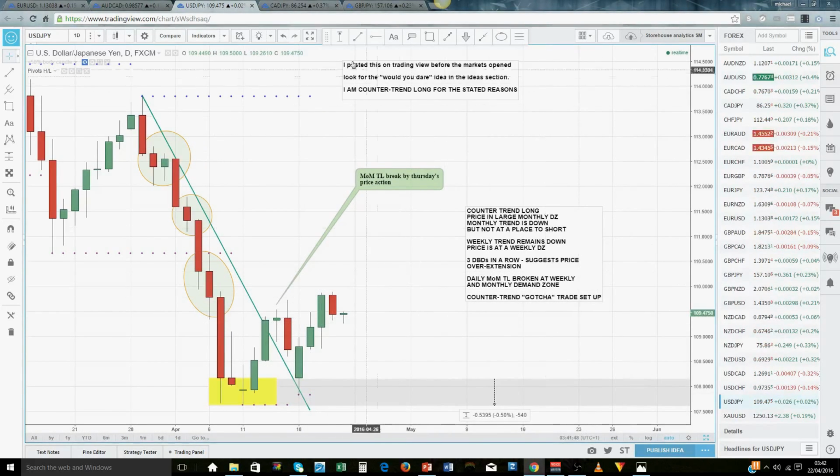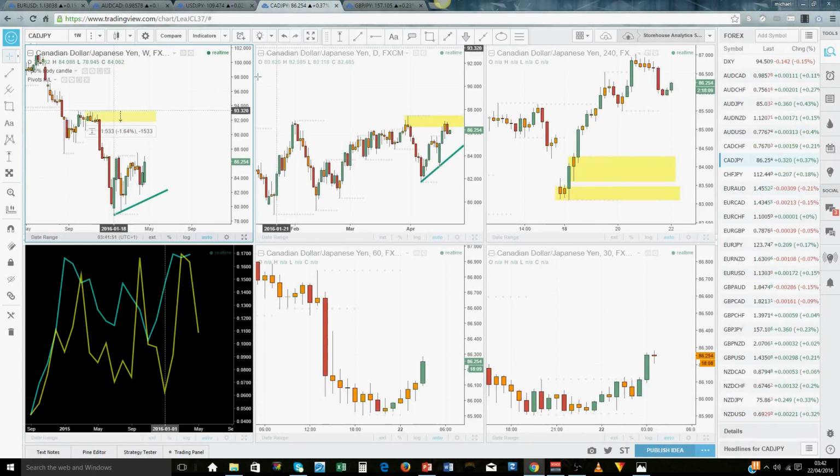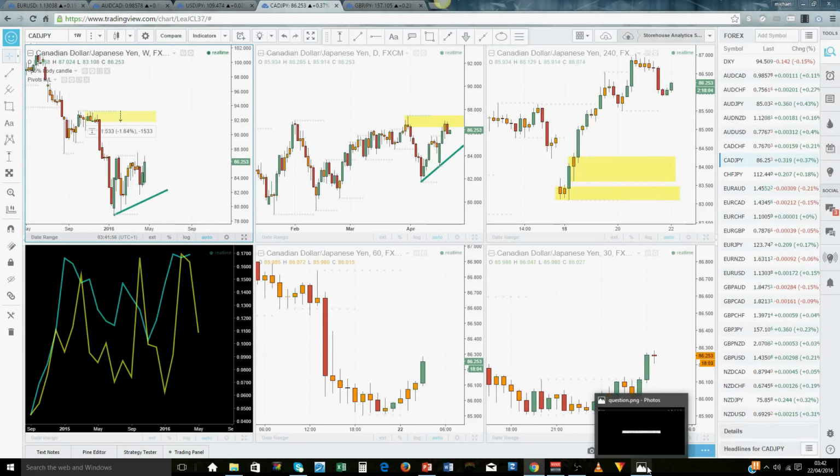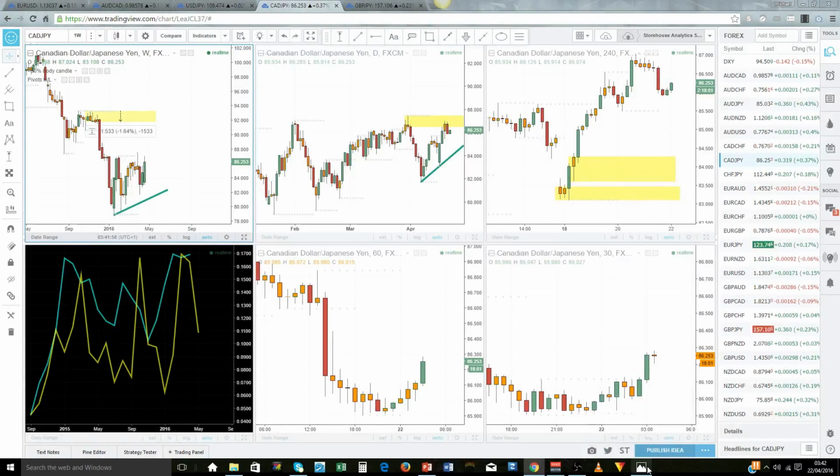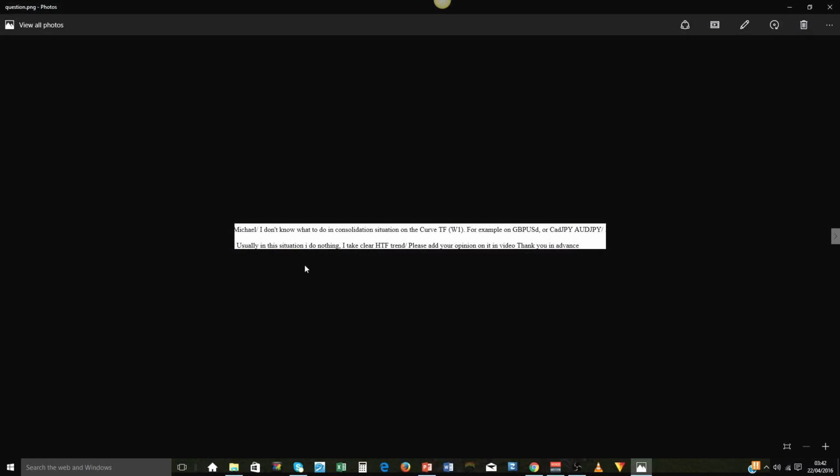Okay, so let's move on. A friend of mine sent me an email again. Someone I've met for the last couple of months now, and he asked this question. He said, I don't know what to do in consolidation situations on the higher time frame. So he's a swing trader, meaning that his largest time frame is the weekly, not like me who uses the monthly. His is the weekly, so he uses the weekly, daily, sort of 4-hour or 1-hour combination.